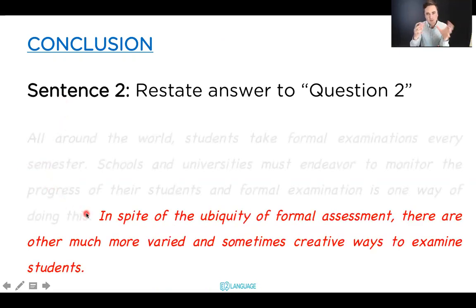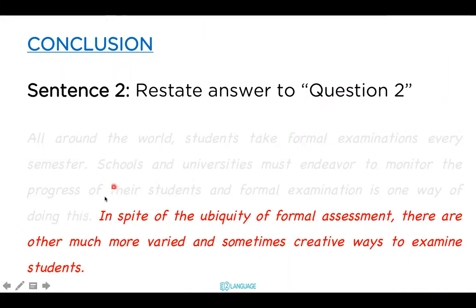Fine. So I want to wrap this up. I'm going to say the same thing as I did in the introduction, but maybe I'll connect it back. Maybe I'll make this final sentence have a bit of power, a bit of punch. So I'm going to say this. In spite of the ubiquity of formal assessment, in other words, how common it is, ubiquity, how common it is.